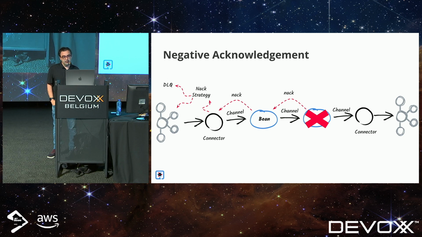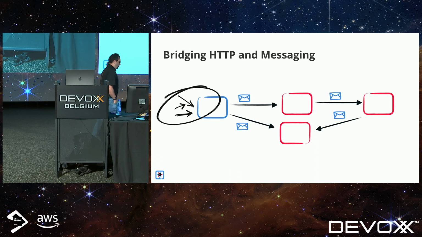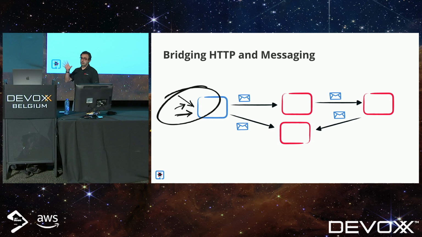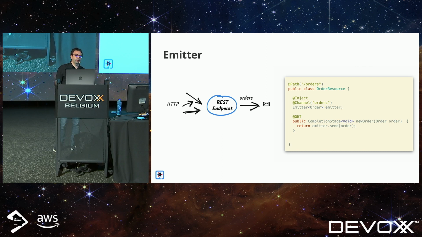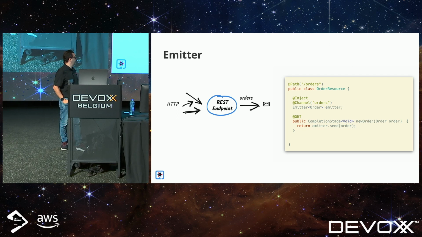When we build microservices, we need a way to interact with HTTP, because most microservices are HTTP, so we need some kind of bridge between the two worlds. That's what we do with emitters. So an emitter is another specific object which is attached to a channel, and every time we do send, it just writes to that channel, so I can do HTTP and so on.